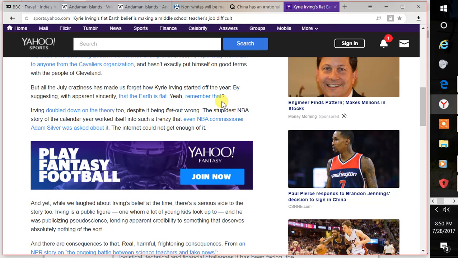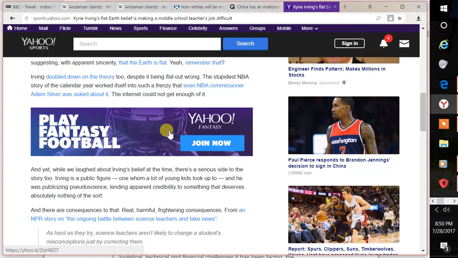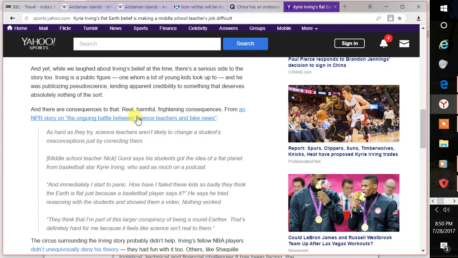Yeah, remember that? So they're trying to make it sound like it's some sort of mockery, all right? That the earth isn't flat, all right? And they set up Kyrie Irving to tell you the story in a Freemasonic way, I mean, of laughing at you. And they said, if you read down the page, it says, and yet while we laughed about Irving's belief, it's not a belief, it's fact. The earth is flat. When you look around you every day, it's a flat world.